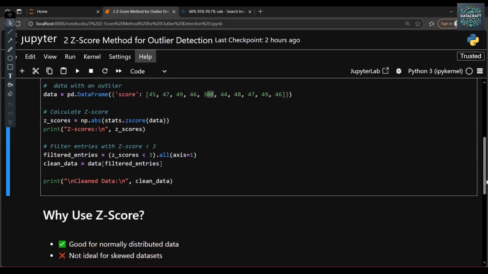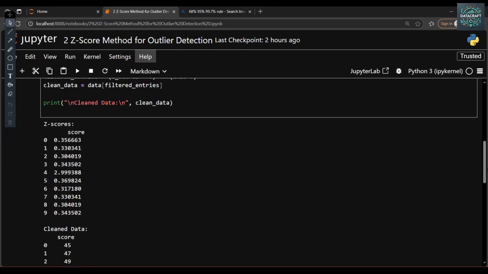Then I am calculating the Z-score: np.abs of the stats Z-score of the data. Then I am filtering the data, keeping Z-score less than 3, .all with axis equal to 1. Finally I am cleaning the data, and this is the filtered data. Now let's execute this code.